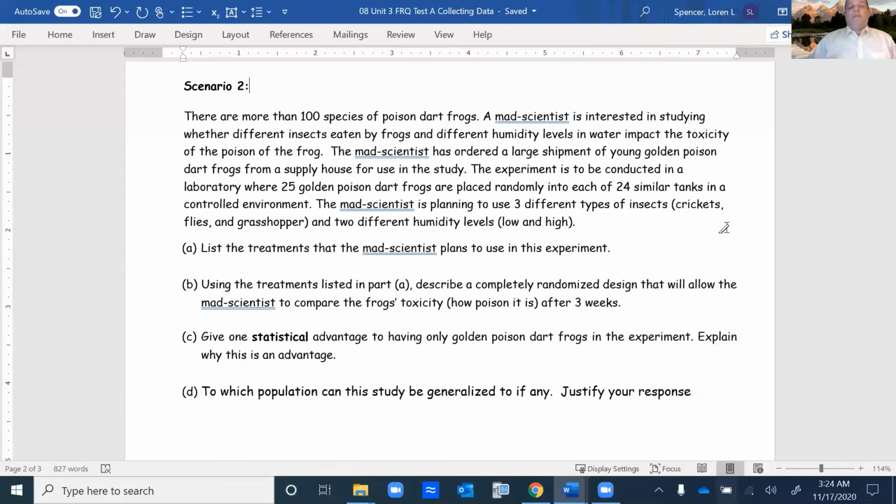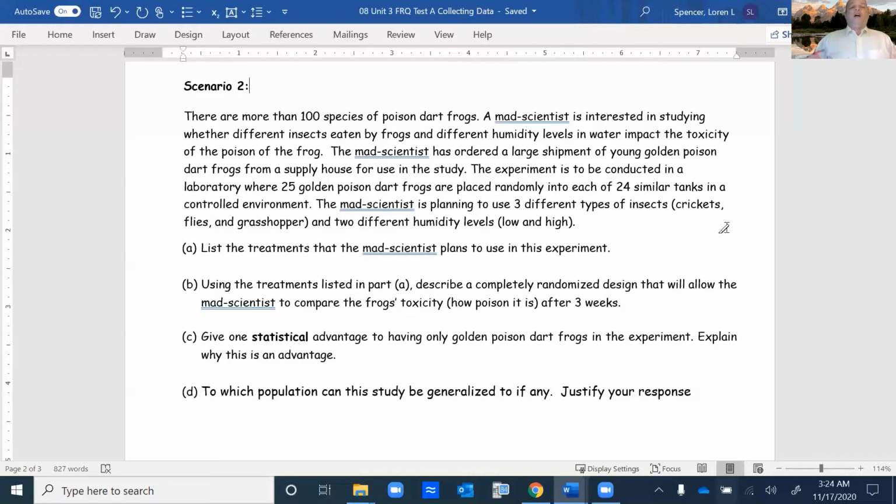At that point, I've talked about the randomization process. I've also named my treatments, and I've also told you how they were being assigned to the treatments by saying that I had 4 tanks of each type of treatment group. After 3 weeks, I would take the frogs out and I would measure their toxicity to determine which treatment increased it the most. Give a statistical advantage to having only golden poison dart frogs in the experiment. Explain why this is an advantage.